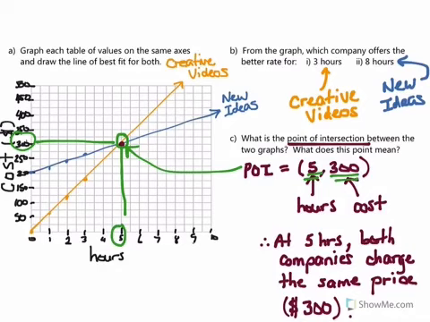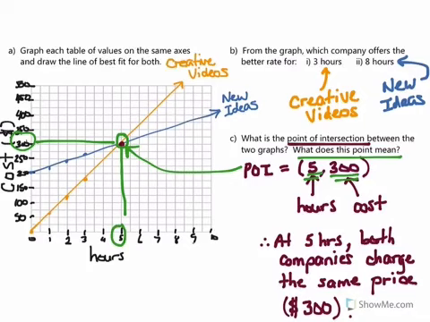So most importantly, do you actually understand what this means in terms of the companies? So the point of intersection, easy to find. Where do they cross? But what does it mean, 5 hours, $300? Well, that means that at both companies, if you hire them at 5 hours, they're going to charge the exact same. Not one company is better than the other company. They're exactly the same price at $300.